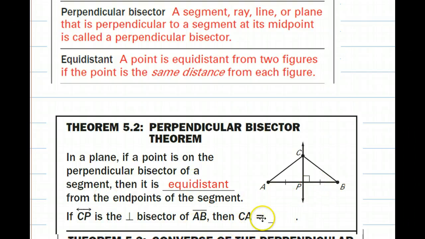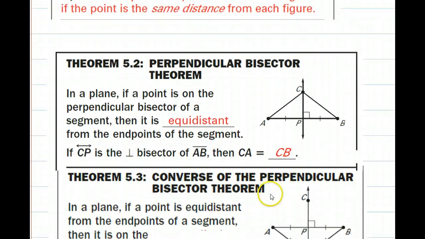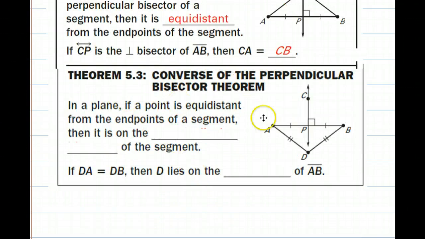So in this case, CA is going to be equal to CB because C is equidistant from A and B. And then the converse of the perpendicular bisector says, if I have a point that's equidistant from the endpoints of the segment, such as what D is, then it is on the perpendicular bisector of the segment, which means since DA is equal to DB, then D lies on the perpendicular bisector.